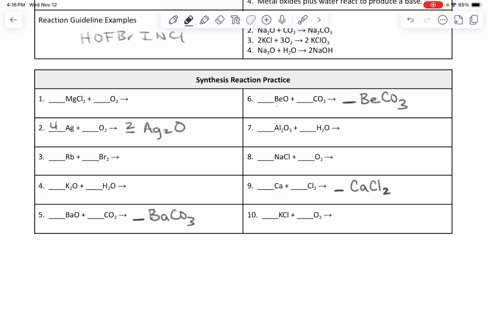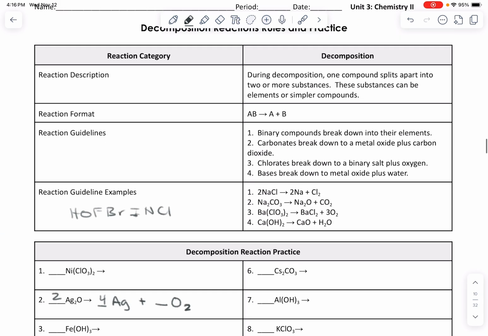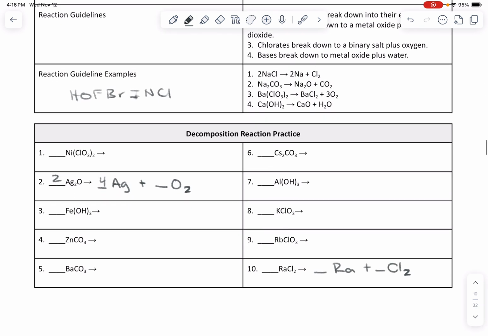All right, let's go back to decomp, because remember, this rule is going to be very similar, just backwards. So now we're starting with the carbonate, that is our reactant, and it will break down into a metal oxide and carbon dioxide. Now, whatever is bonded to our carbonate as the cation will become the metal in our metal oxide. So let's take a peek at how that works.